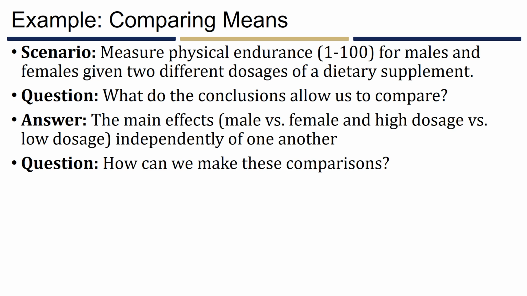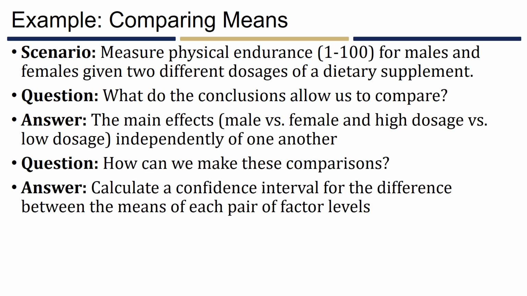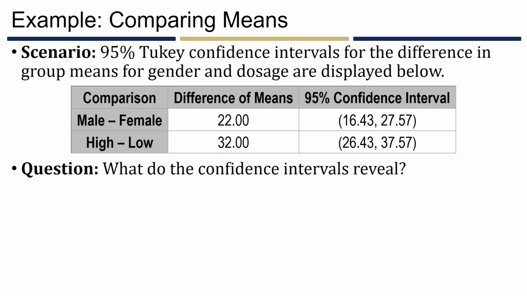Now, the way that we can make these comparisons is by calculating out a confidence interval for the difference between the means of each pair of factor levels. Using Minitab, we can obtain 95% Tukey confidence intervals for the difference in each pair of group means for gender and dosage. Comparing the males and the females, if we take the average physical endurance score for the males and subtract off the average for the females, the difference in the sample means was 22, and that gave us a 95% confidence interval of 16.43 to 27.57.